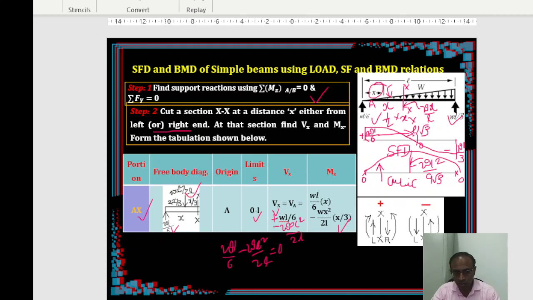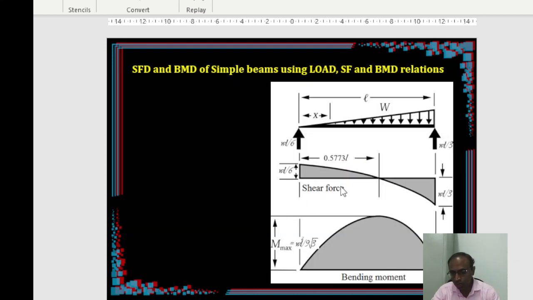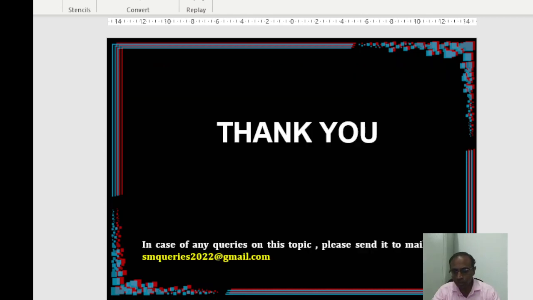So exactly to scale, if you draw it, look how it looks. That L by root 3 comes around 0.577 times L. And this is the cubic parabola you will be getting. At this point you will be having the maximum ordinate. So that's all about the construction of the shear force and bending moment diagrams using the concept of method of sections. Thank you.